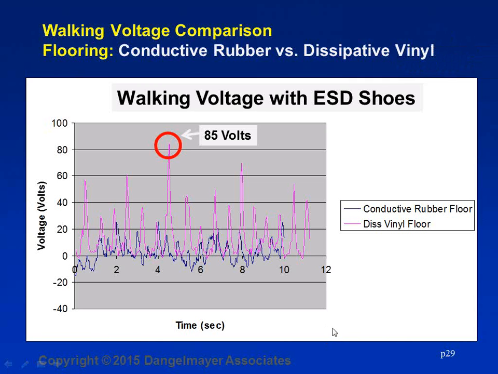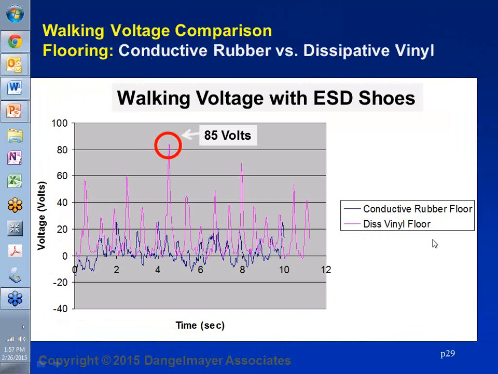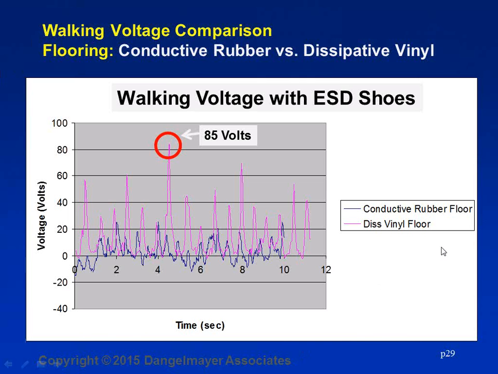So the walking voltage comparison, this slide shows two different types of floors, but with the same ESD control shoes. You can see there's quite a dramatic difference between the dissipative vinyl floor and the conductive rubber floor. The pink line is the dissipative vinyl floor. You can see there's a fairly high peak of 85 volts, which is technically still under the 100-volt limit that's mentioned in 2020, but it's pretty close. So if you've got very sensitive devices, that may not be an acceptable limit in your control area. The rubber flooring actually keeps the walking voltage around the 25-volt peak, which gives you a lot better margin for error if you have very sensitive devices to use a footwear flooring system that is that well controlled.